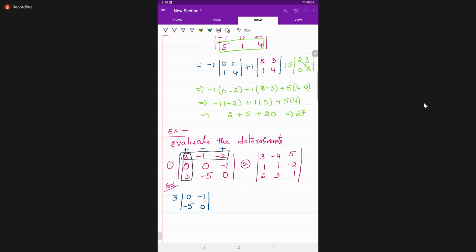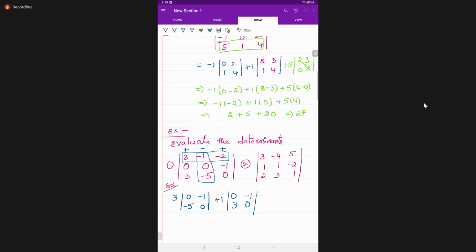Students, please respond. Yes, ma'am. Tell me the answer, quick, fast. Next, plus minus 1 into minus 1, plus 0. Now delete that row, delete that column, where it is minus 1. Tell me the remaining elements. Write the 2 by 2 determinant: 0, 0, 3, 0. Very good.